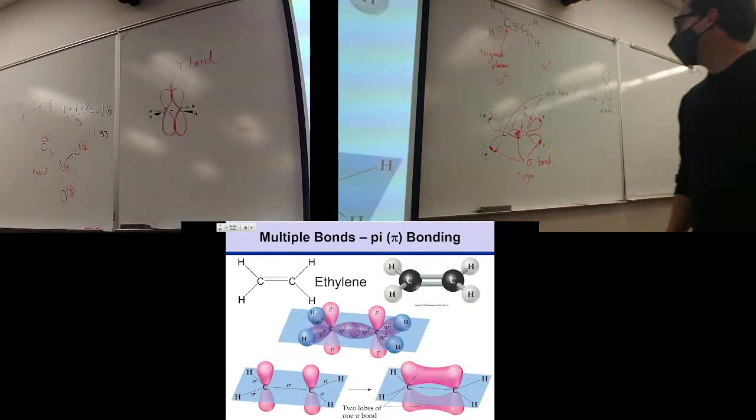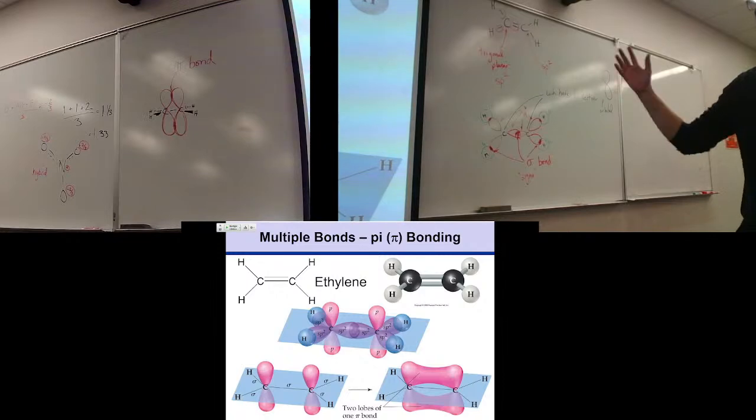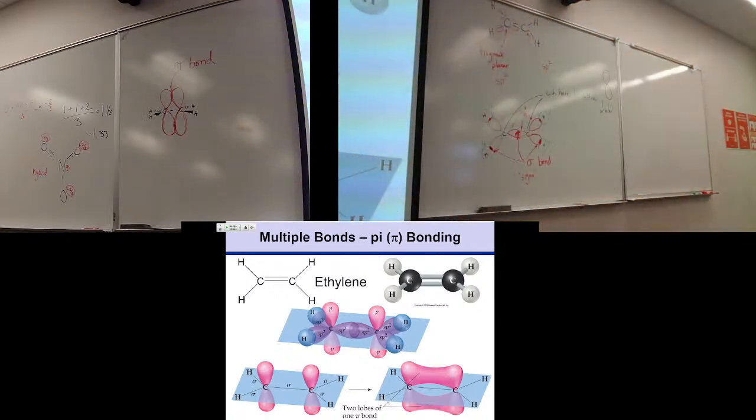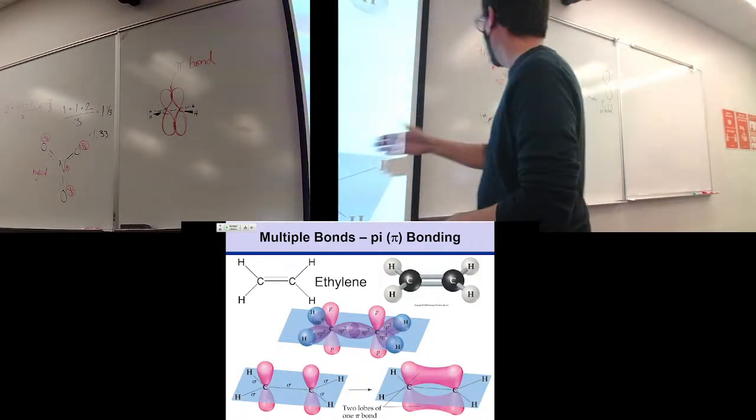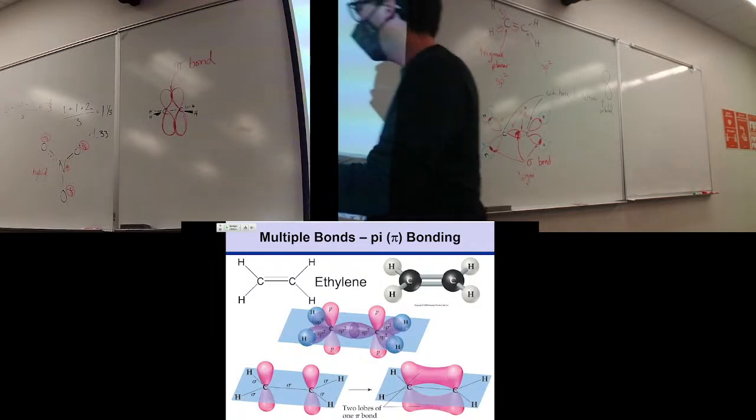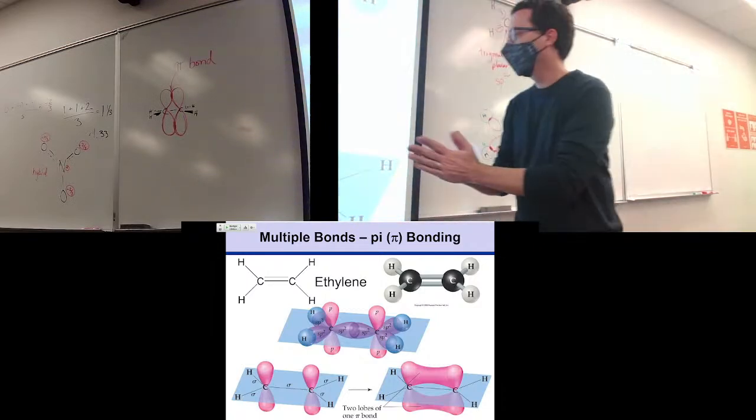Here's better pictures than I drew, but we needed to do it step by step because this is a little busy. Here's all the sigma bonds, or at least the sp2 hybrids for the one carbon, plus the p orbital. And then here's the 1s orbital on the hydrogen. So that's exactly what I drew. And then once you take away all the sigma bonding stuff and just leave behind the p orbitals, you can see that the p orbitals do this side-to-side overlap.